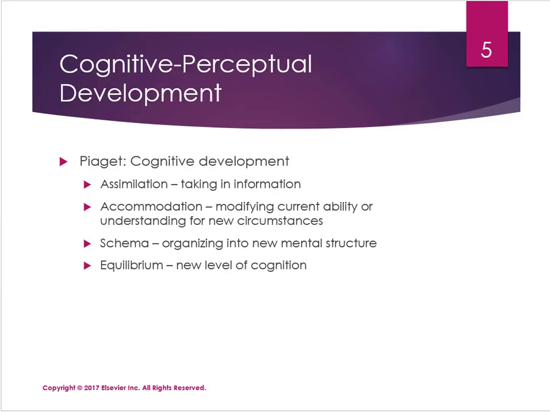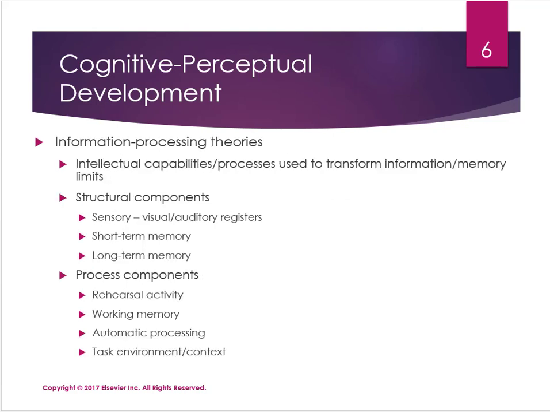Also, in the cognitive perceptual development, Piaget's cognitive development theory comes out, and there's a couple of components of this that we're just going to review, where we have assimilation, which is taking in information, accommodation, which is taking what is currently available and being able to adapt it or understand it for new circumstances. Schema is the organization of the mental structure that is being perceived, and equilibrium is a new level of cognition.